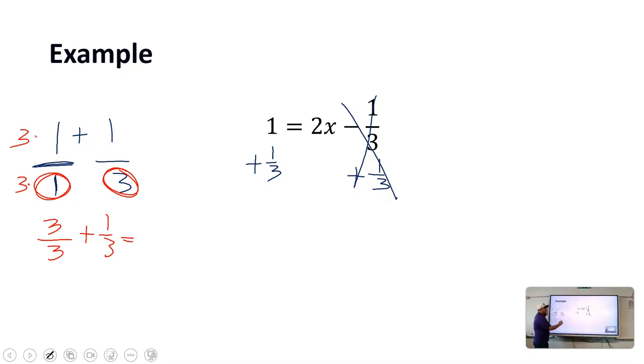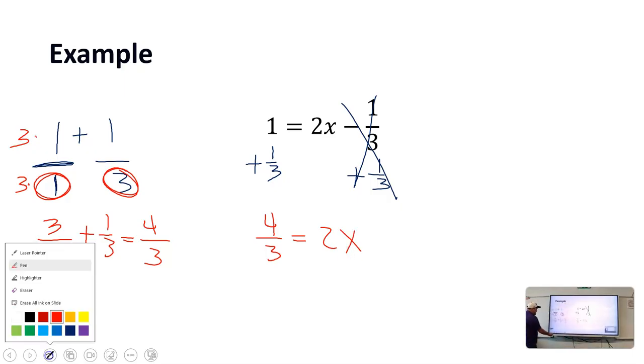This ends up being 4/3 when I add those together. If you're in need of using a calculator, that is just fine. If you want to use a calculator, plug that in. So I end up getting 4/3 equals 2x.